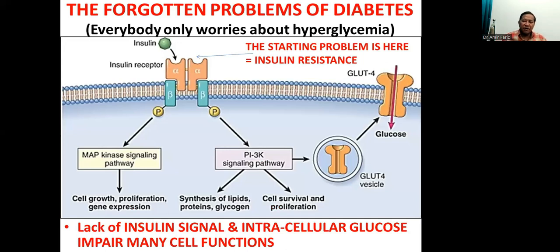What about the forgotten problems of diabetes? Everyone only worries about the glycemia, forgetting that insulin has other important functions. So the starting problem is here, insulin resistance. But as mentioned earlier, because insulin has other functions, it's not only glucose metabolism that is affected. Fat metabolism is affected, protein metabolism is affected, but also the other major functions of insulin, which influence cell growth, cell proliferation, cell survival, and gene expression.